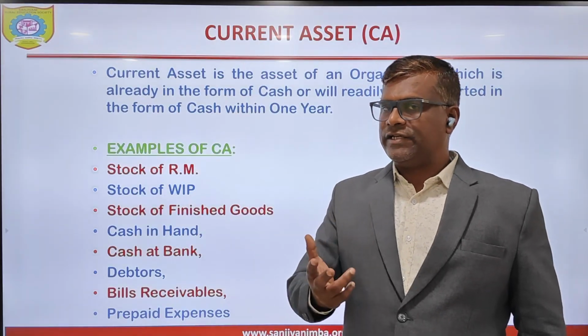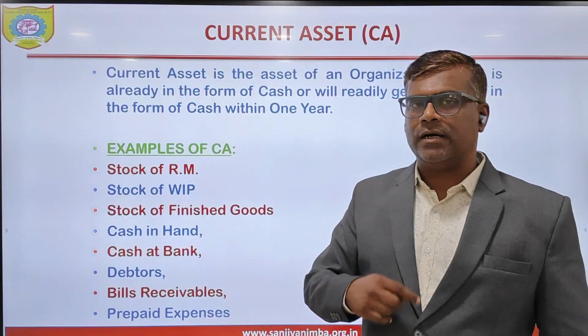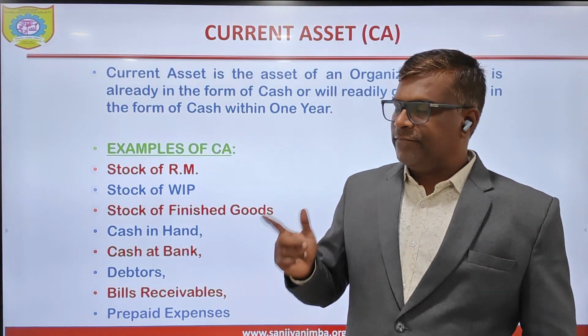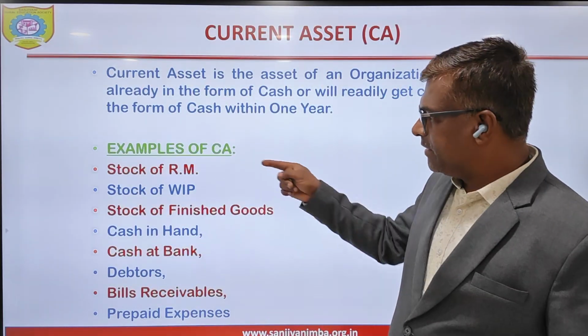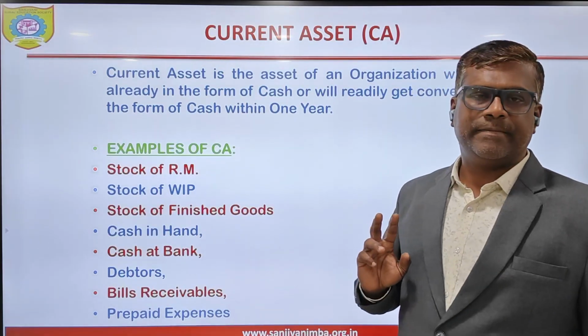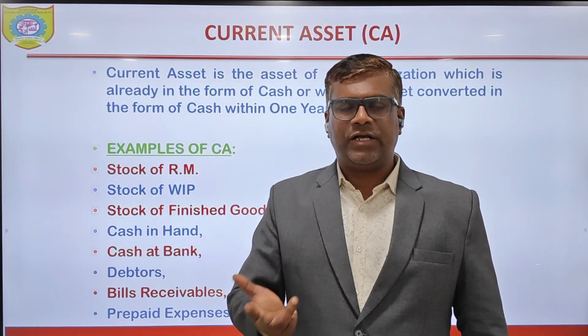I repeat the definition and you can apply the test to each one of them to understand it in a better manner. Current asset is the asset which is already in the form of cash. For example, the first two examples, cash in hand and cash at bank. These are perfect examples of already being in the form of cash.